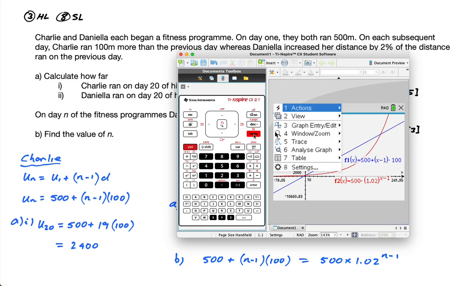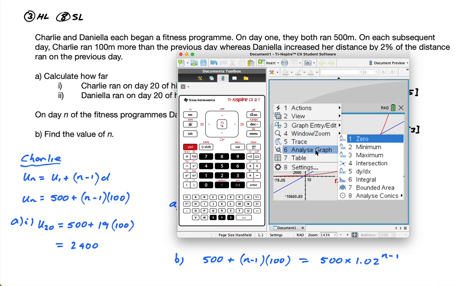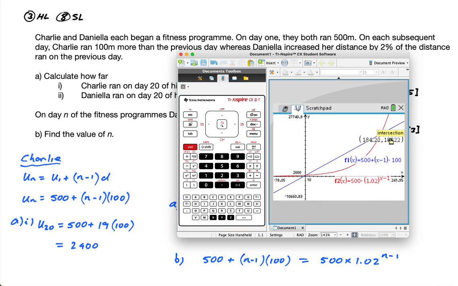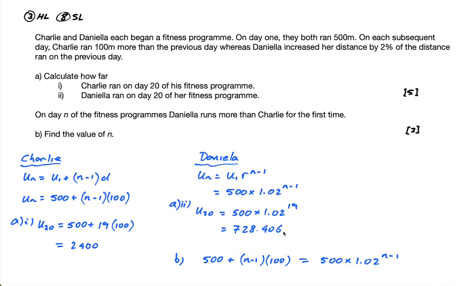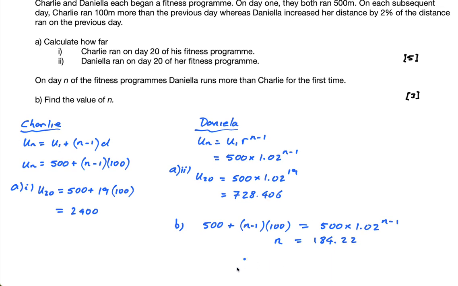Okay, let me find that point. Menu, analyze graph, intersection, this and this. So it's 184.22, and it's the x coordinate I'm concerned with, because that's the day. So n is equal to 184.22. But it says on day n, and there is no day 184.22. So what's the first n where she runs more than him? Well, it's going to be the next day. So therefore n equals 185.